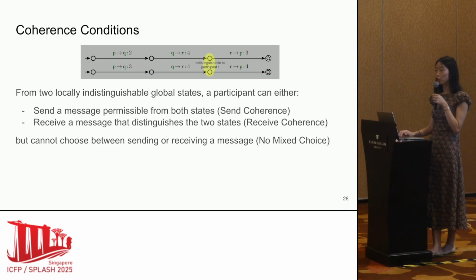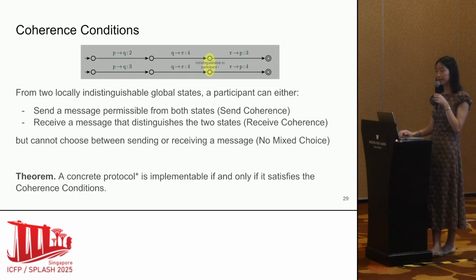We formalize this intuition into a set of coherence conditions that are 2 hyperproperties. In a nutshell, they say that from 2 locally indistinguishable global states, a participant can either send a message that's permissible from both states and thus continue to not distinguish the states, or it can receive a message that uniquely tells it which of the 2 states it's on, but in the presence of uncertainty, it cannot choose between sending or receiving a message. We show that this is a precise characterization of implementability for concrete infinite state protocols.